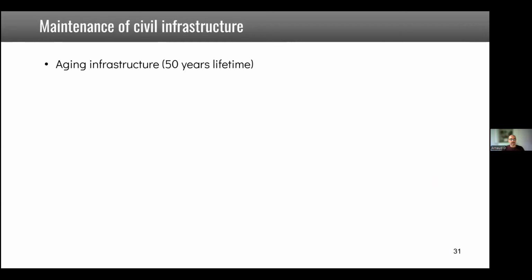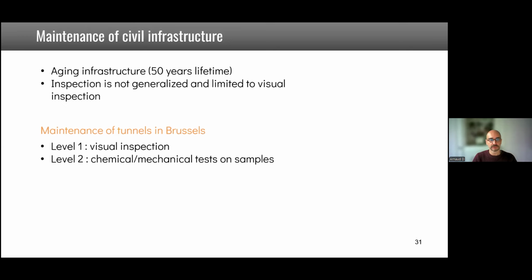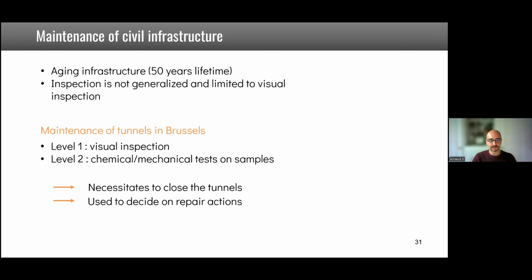So we have the problem of aging of this infrastructure. Inspection was not generalized, only visual inspection. So in Brussels, they decided to do visual inspections, chemical and mechanical tests on samples, but this all required closing the tunnels. And for those of you who live in Brussels, think about Jitendra and Damiano, you know that if you drive a car, it's a nightmare when you close tunnels. It's really problematic, and so we want to avoid that in the future.